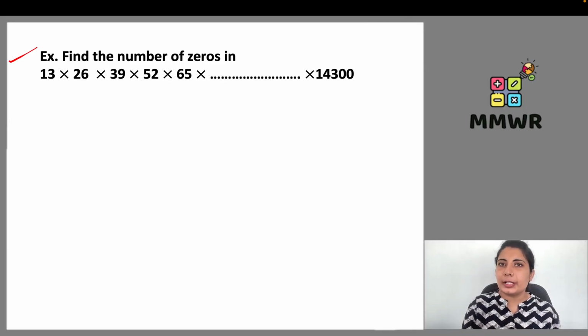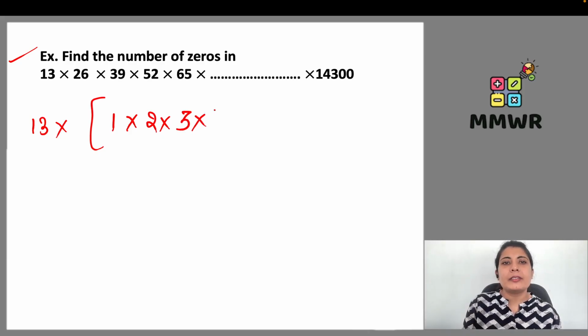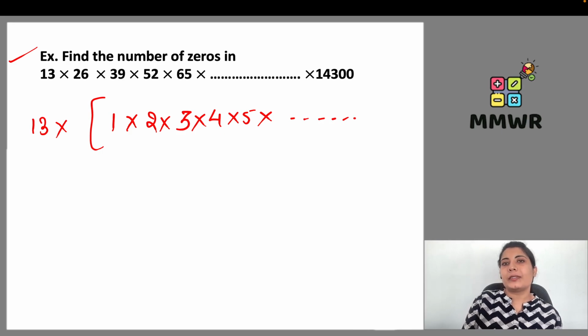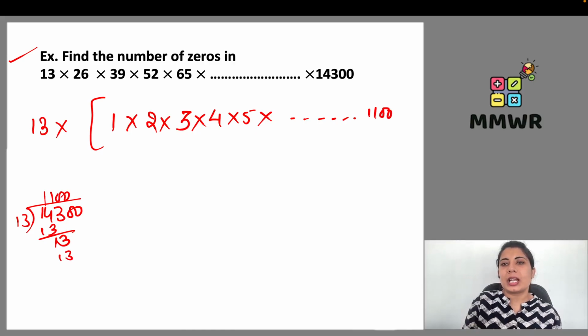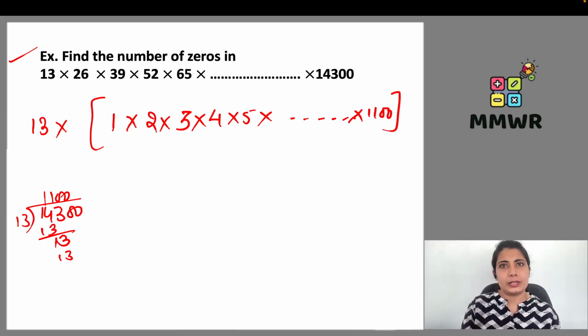Now the last example here, we have the multiples of 13. So this can be written as 13 multiply in bracket 13 ones are 13, 13 twos are 26, 13 threes are 39, 13 fours are 52, 13 fives are 65, and so on up to 143, 14300. 14,300 will be divided by 13. 13 ones are 13, again 13 ones are 13, and 00. So 1100 times it is getting divisible. 14300 is the 1100th multiple of 13.